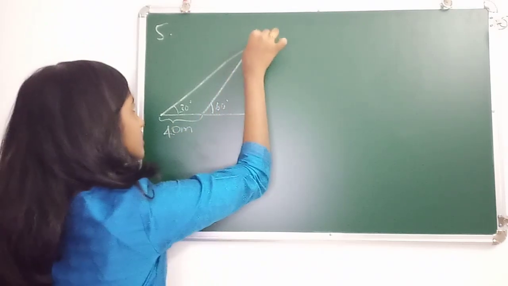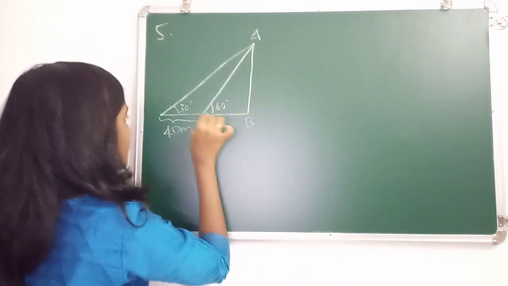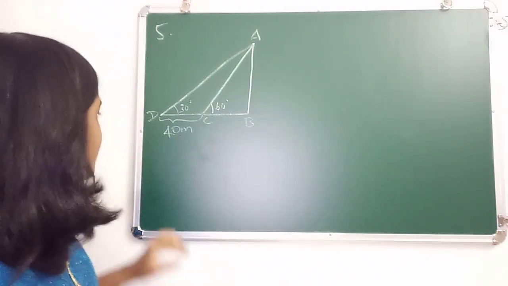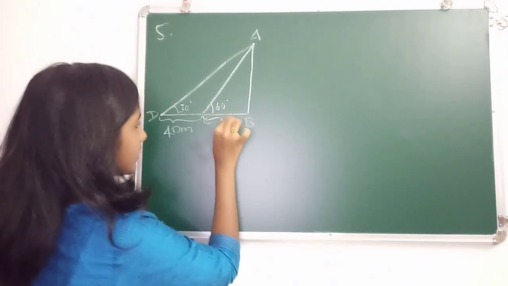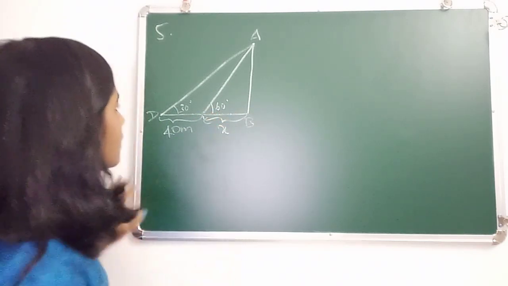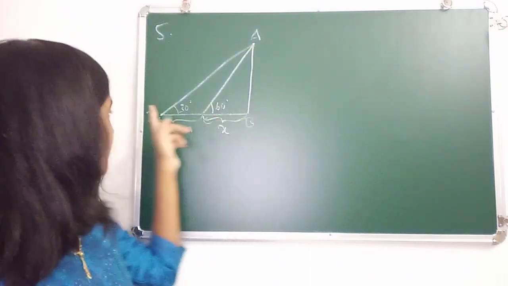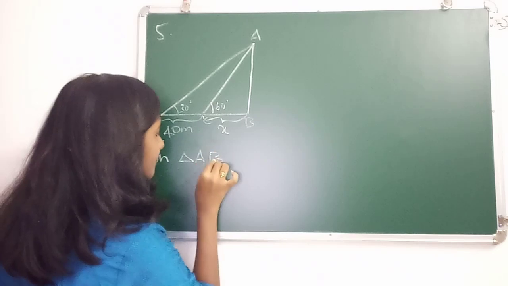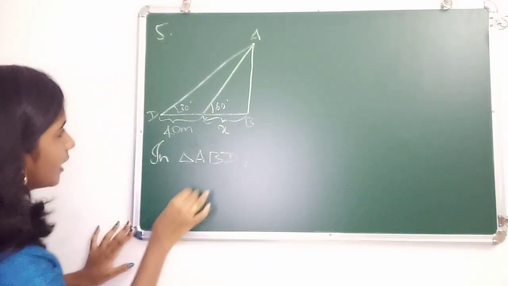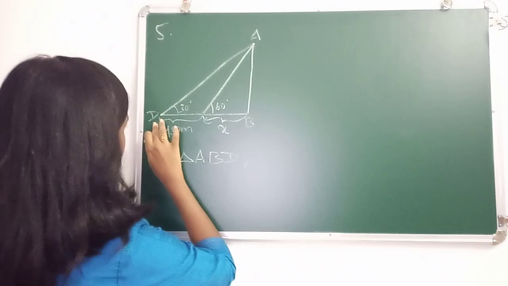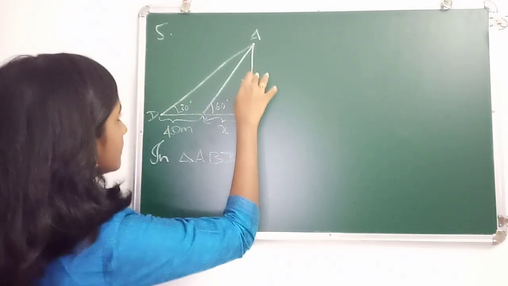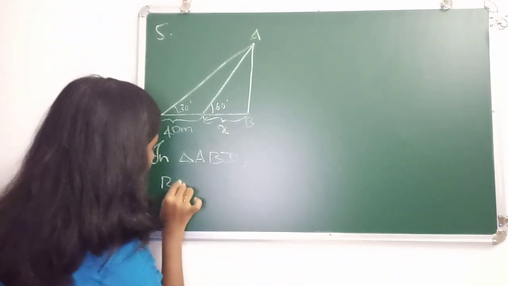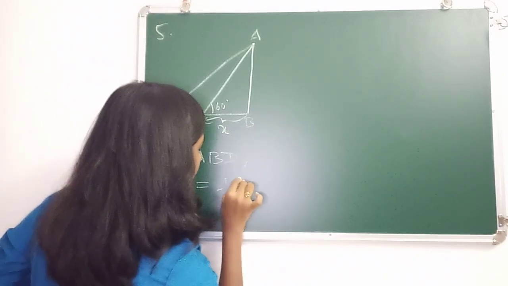Now let us name this A, B, C and D. Now we have to find the height of the tower, that is AB here. Now we can take this part as x. First let us consider triangle ABD. In triangle ABD we have BD and AB. So we can take BD first. BD is 40 plus x.